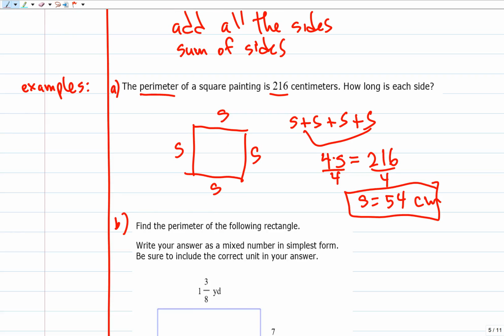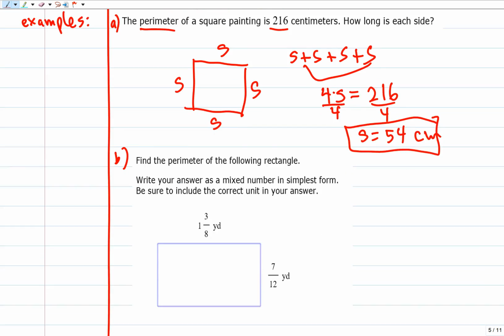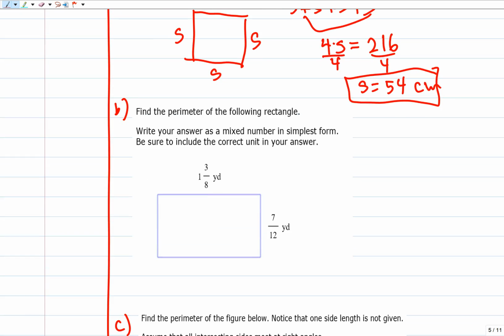Find the perimeter of the following rectangle. So the perimeter here is going to be the sum of all the sides. Well, I have 1 3/8 plus 7/12 plus another 1 3/8 plus another 7/12.